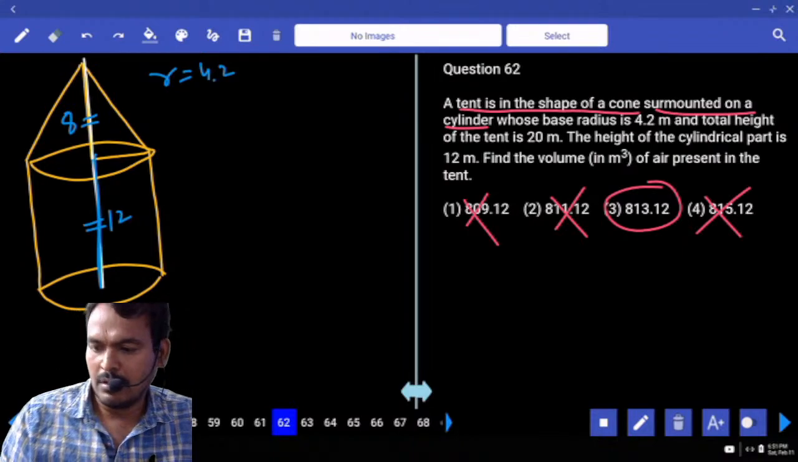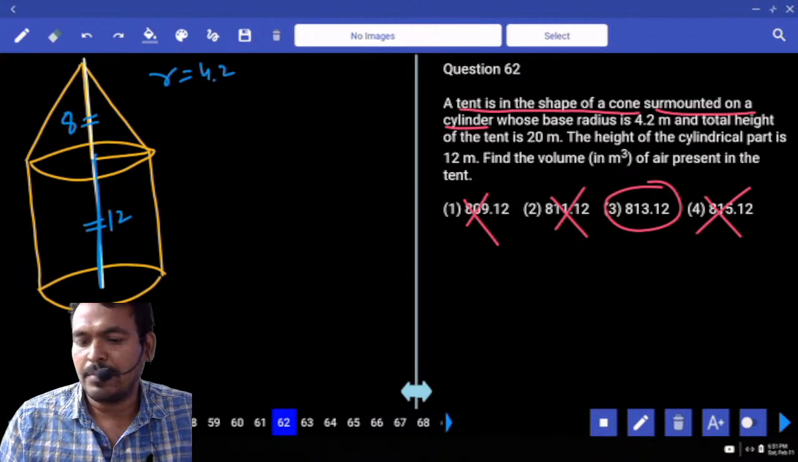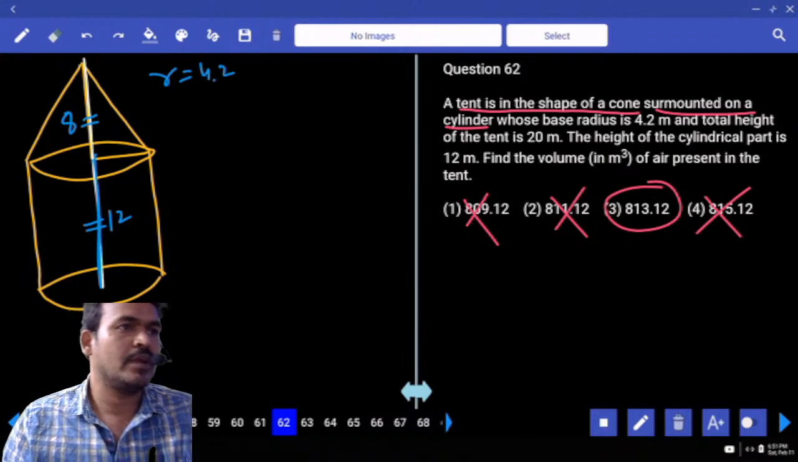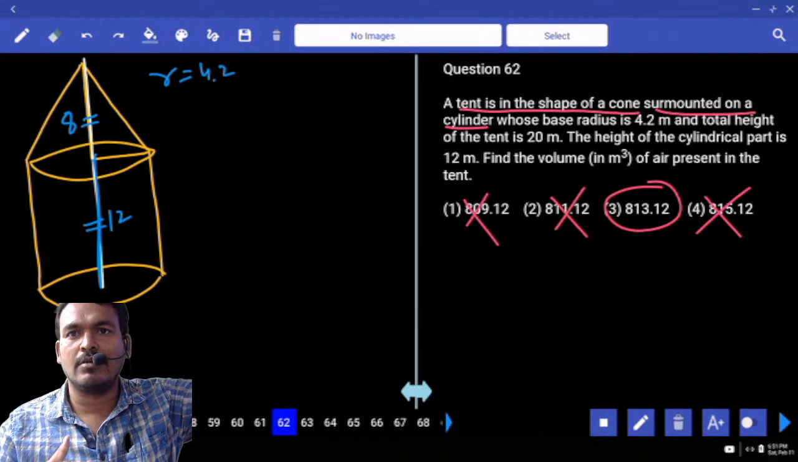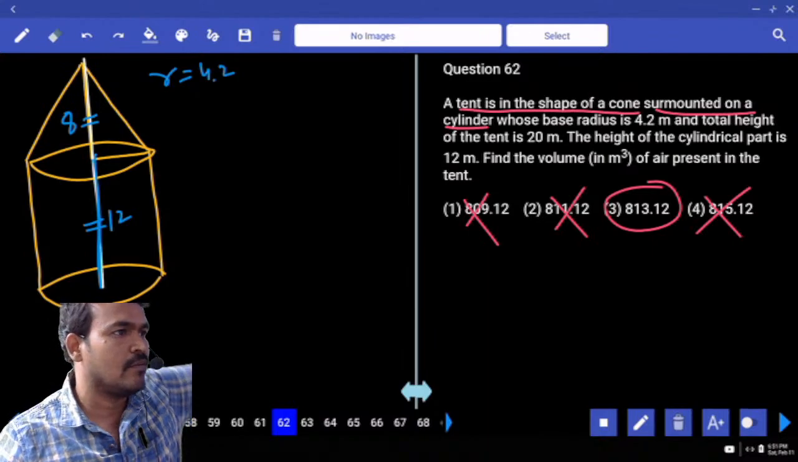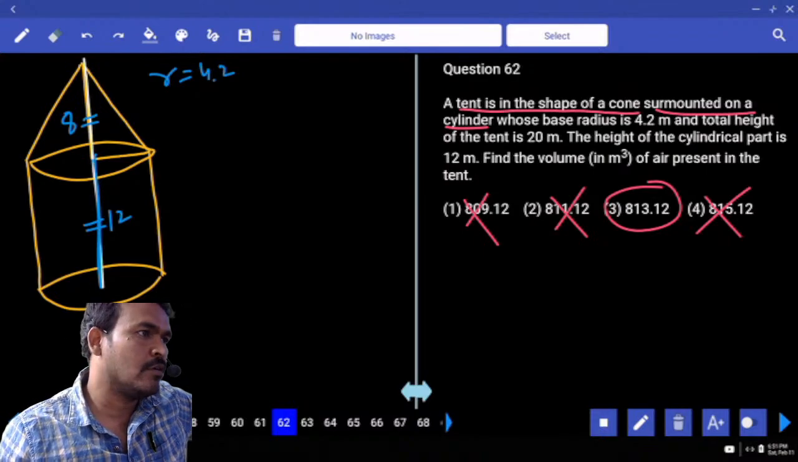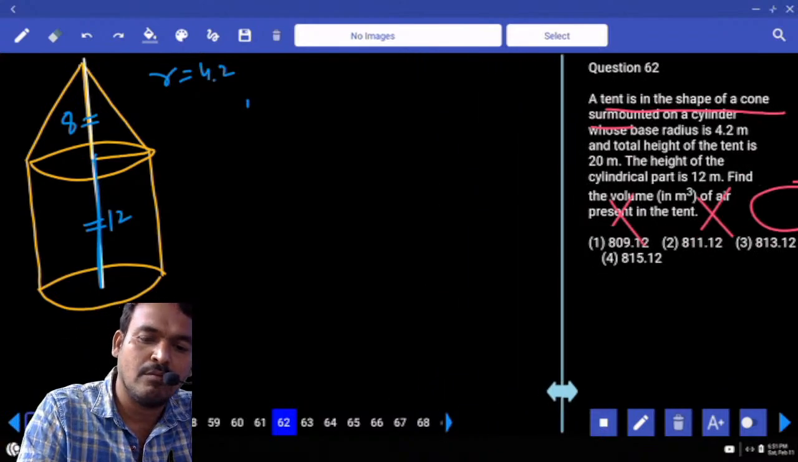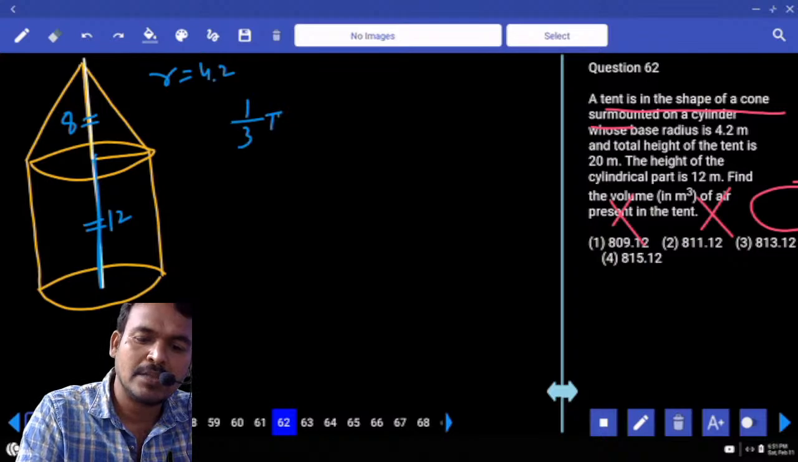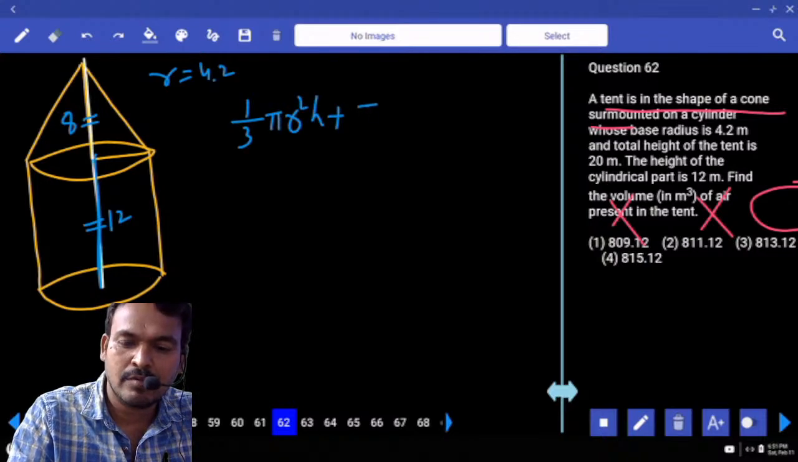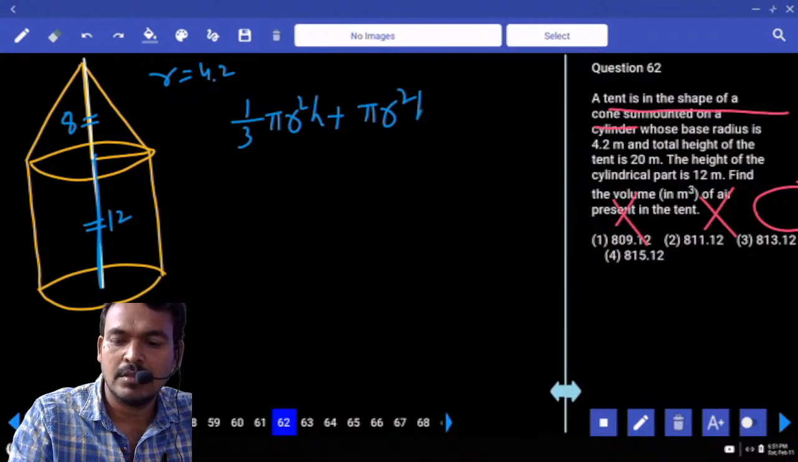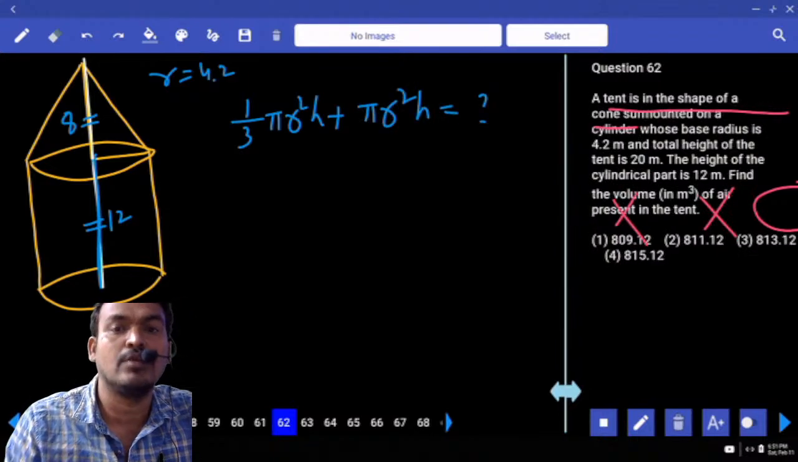What is the question here? What is the volume of air present in the tent? Means we require the total volume of the diagram, or not? Total volume means the volume of the upper portion and the volume of the bottom portion. Volume of the upper portion means 1/3 π r² h. Volume of the bottom portion means π r² h. Adding these two, we get the total volume.